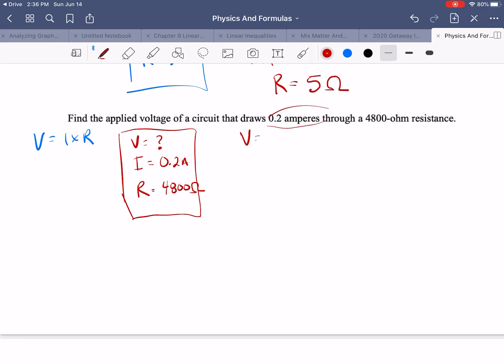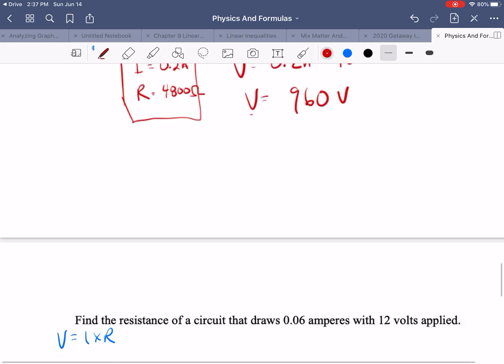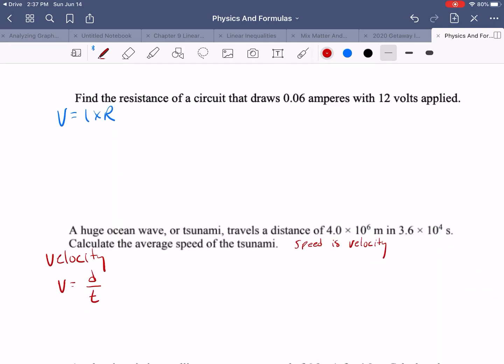So I'm going to write my formula out, V equals I times R, and I'm going to fill in what I know. I is 0.2 amps times 4,800 ohms. I'm going to go 0.2 times 4800, and I get 960, but I can't stop there because I'm doing it in volts, so I would write V for volts. Cool, guys. Last one here for voltage.